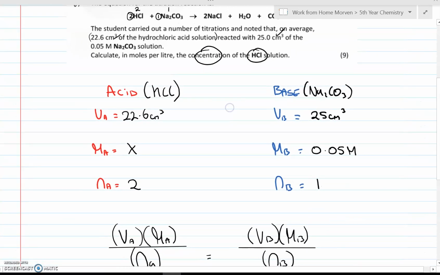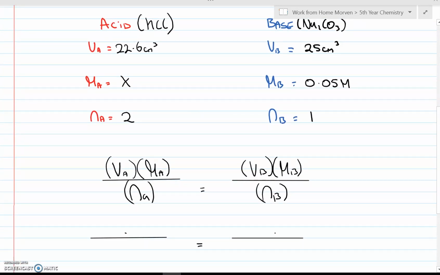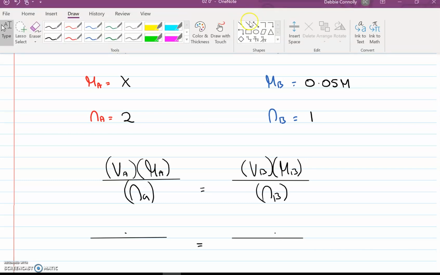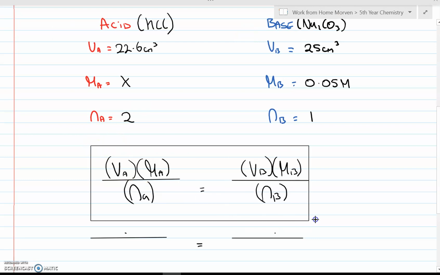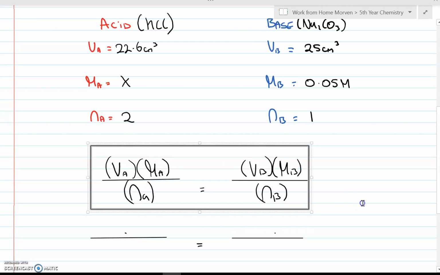So with all these titration questions, this is our formula for filling in. If I can just put a box around this. So there you go. That formula is what we'll always be filling into for any titration question that we're going to be doing. All right. So it's going to be the volume of the acid by the molarity of the acid over the number of moles of the acid, equal to the volume of the base by the molarity of the base, or the concentration of the base, or the strength of it, over the number of moles of the base. That's what's always going to be done here, right? So let's fill in. So here, the volume of my acid is 22.6.